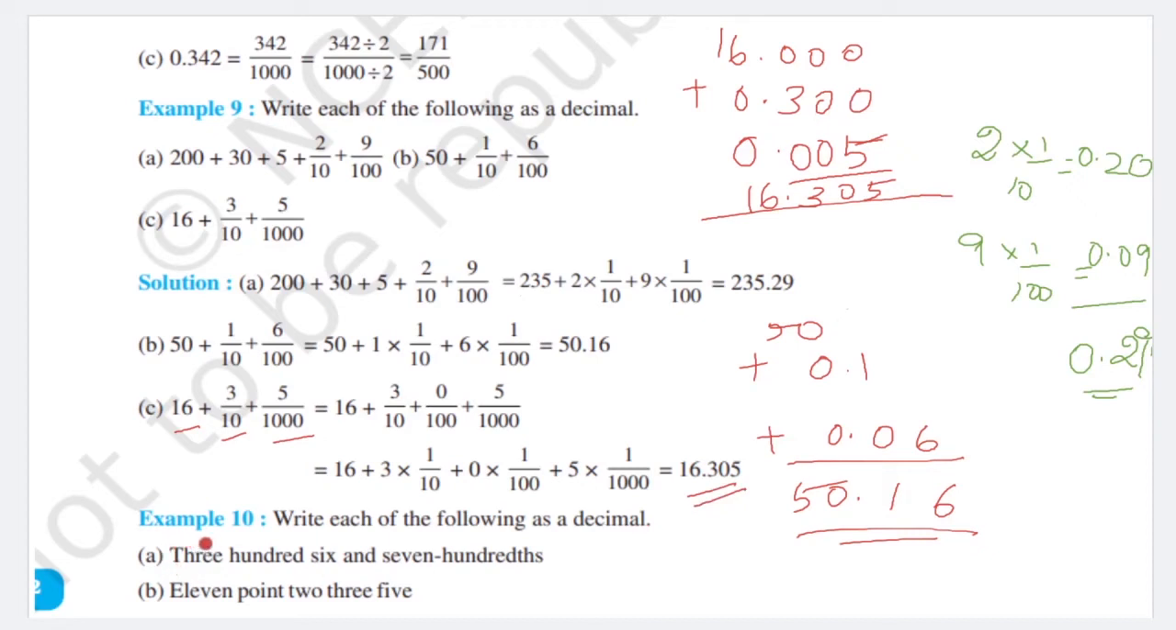Next one, try example 10. Write each of the following as a decimal. 300 + 6 and 7 hundredths. This will be 306, you can write like this. 7 hundredths means 7 by 100. That is 0.07. Then 11.35. That you can write simply like that. 11.235.